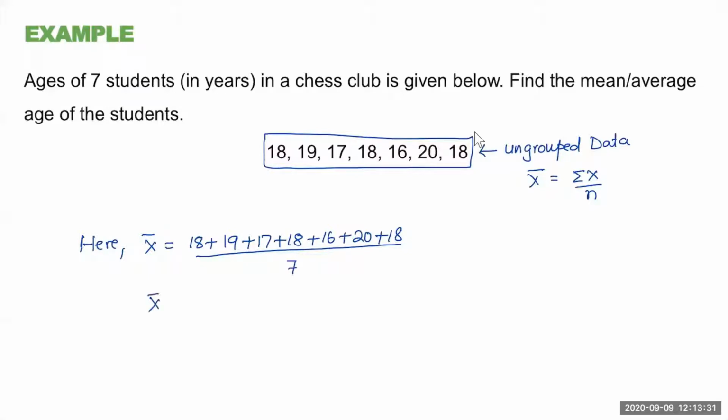Now, if you add everything in the numerator here, if you add all these numbers, the sum is 126. Divide that by 7. Then 126 divided by 7 is 18. So the mean is 18 years. So when ungrouped data is given to you, that is the data without frequency like this, all you have to do is add all the numbers and divide by the total to find the mean.